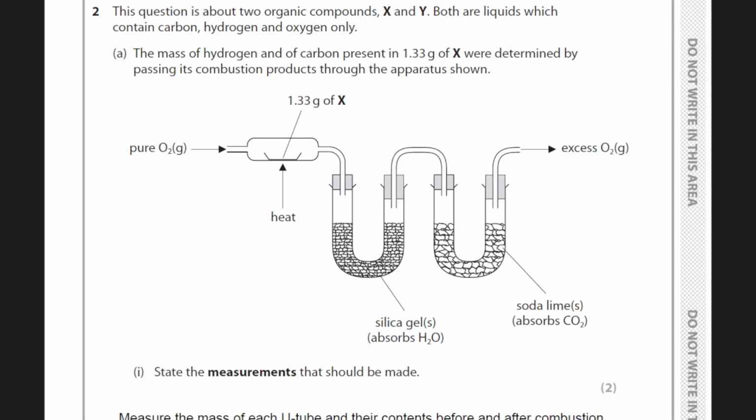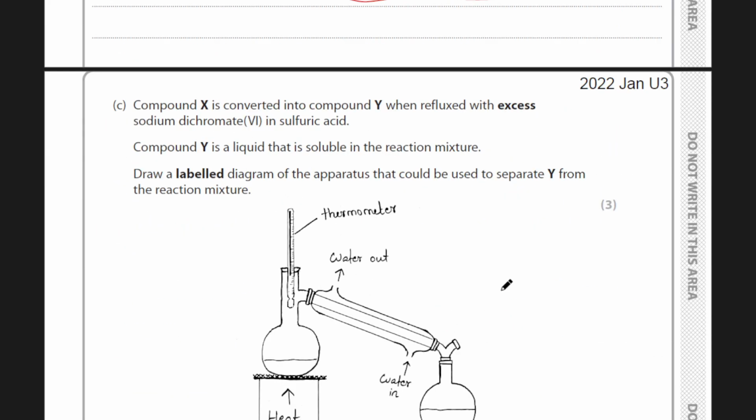All right, now this question is about two organic compounds X and Y, both liquids containing carbon, hydrogen, oxygen. Basically they might be hydrocarbons, most probably. State the measurements that should be made in this apparatus. So we need to measure the mass of each U-tube and their contents before and after the combustion, because that's how it works. Some components will be absorbed, while some components will be produced, so obviously we'll see a change in the mass before and after the combustion.